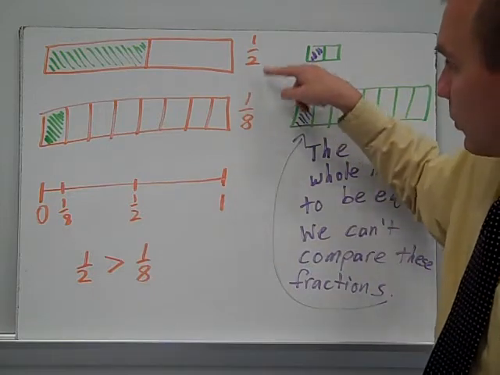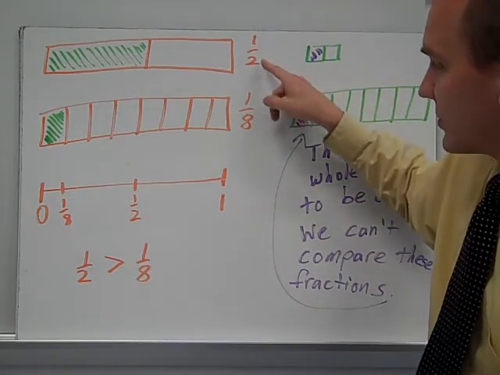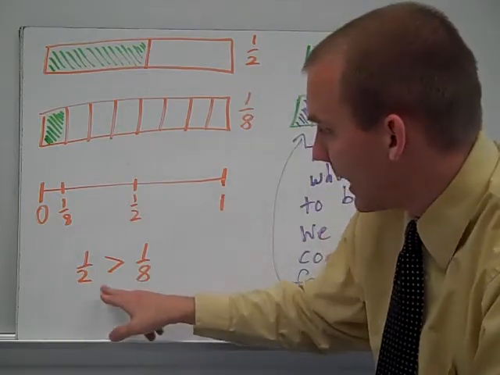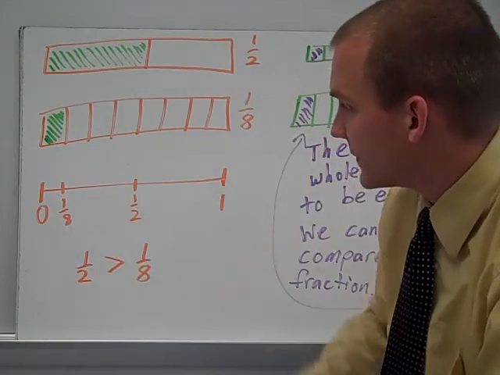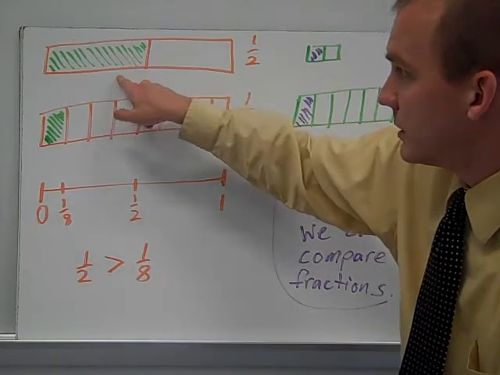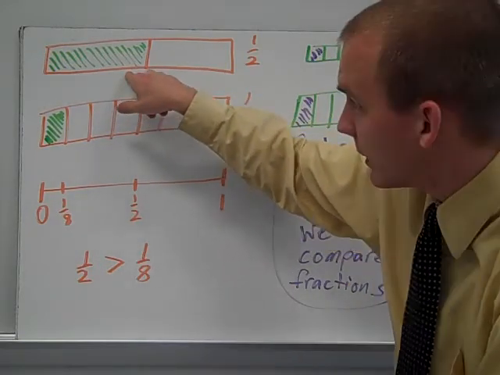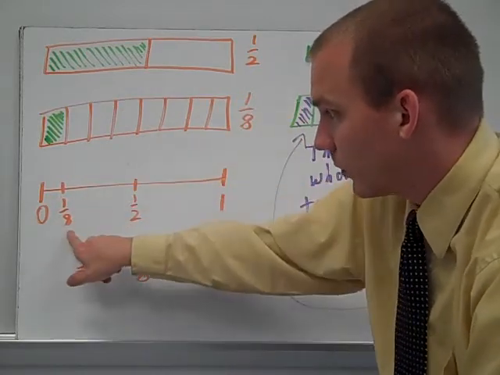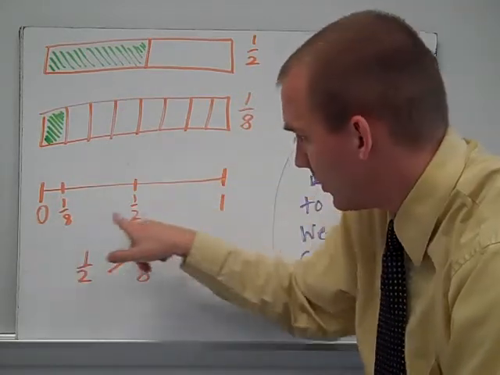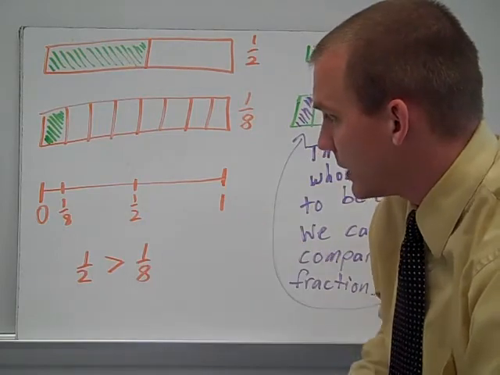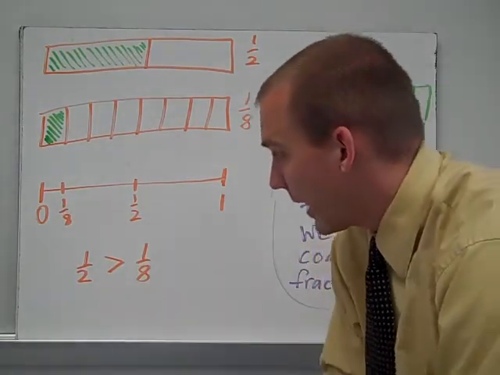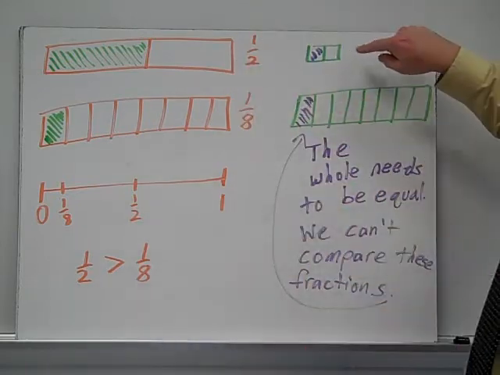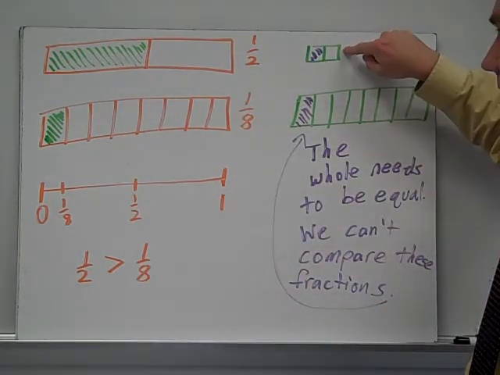Our numerators are both 1. Our denominators are 2 and 8. When we compare these, you should note that 1/2 is greater than 1/8. And this is because, if you look at the shading, a lot more area is shaded in. A lot more of this fraction is used. Between 0 and 1, 1/8 is closer to 0, 1/2 is closer to 1. That tells us which one is greater. 1/2 is greater.